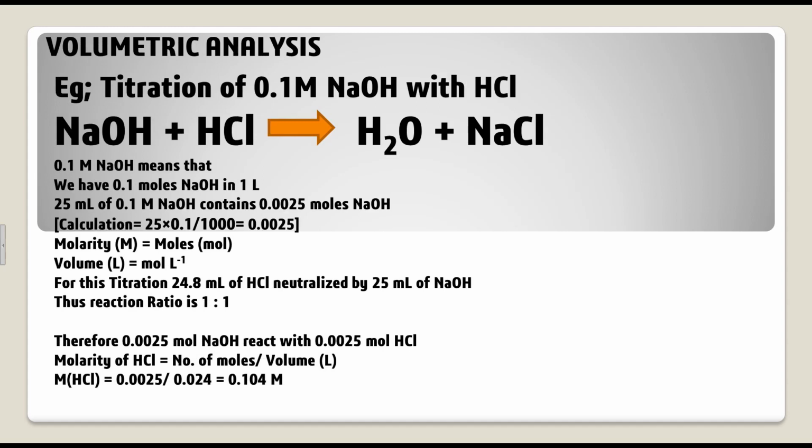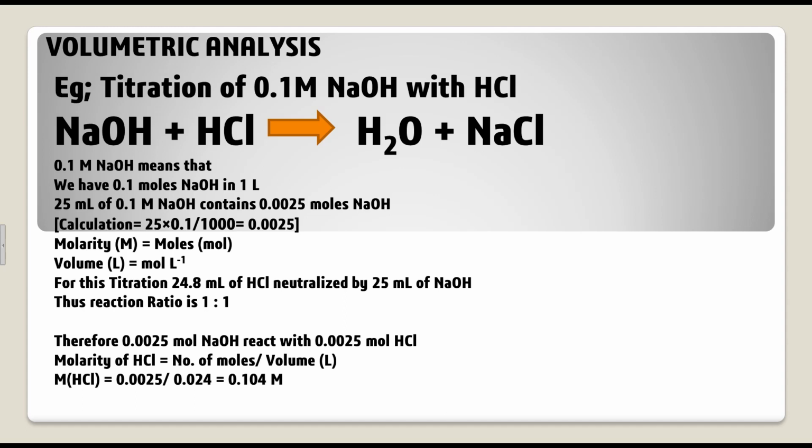That is what happened. So how to do the calculation? Here we have 0.1 M sodium hydroxide. From that, if you pick 25 ml, the amount is 0.0025 mole. Now start doing the titration. After doing the titration, 24.8 ml of HCl neutralized 25 ml of sodium hydroxide. That means the reaction ratio is 1:1. Therefore, 0.0025 mole of sodium hydroxide reacts with 0.0025 moles of HCl.